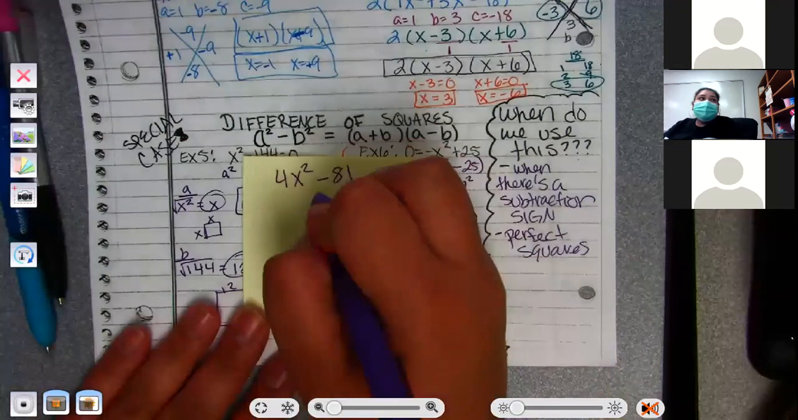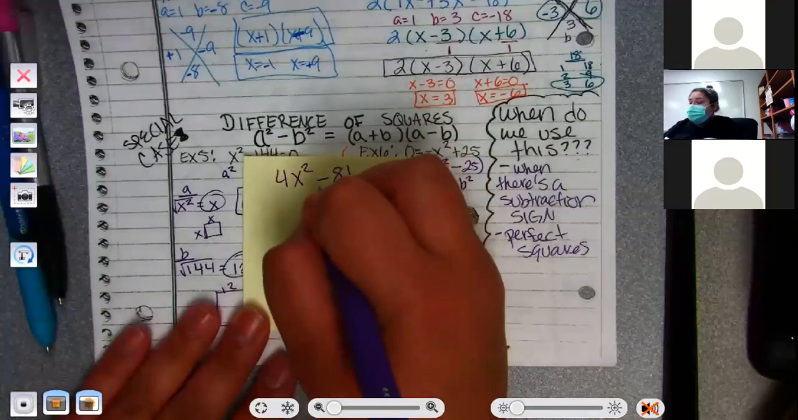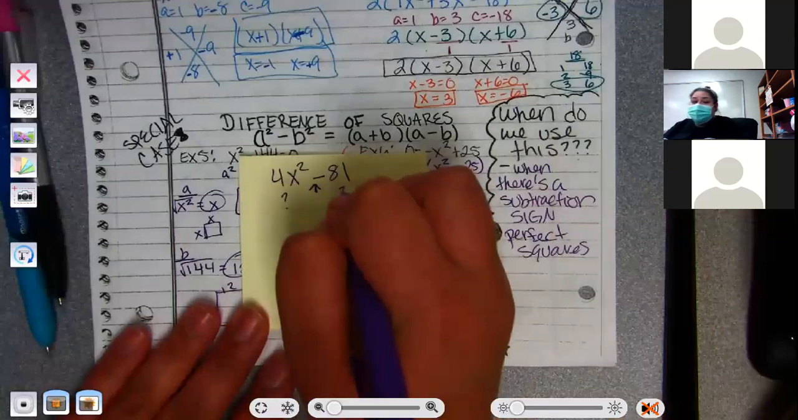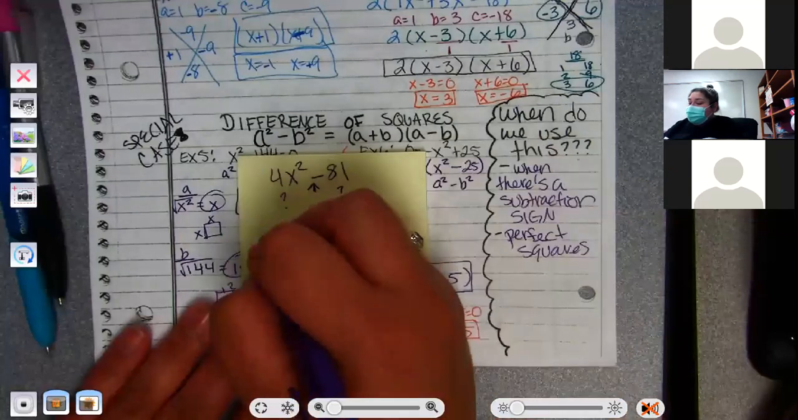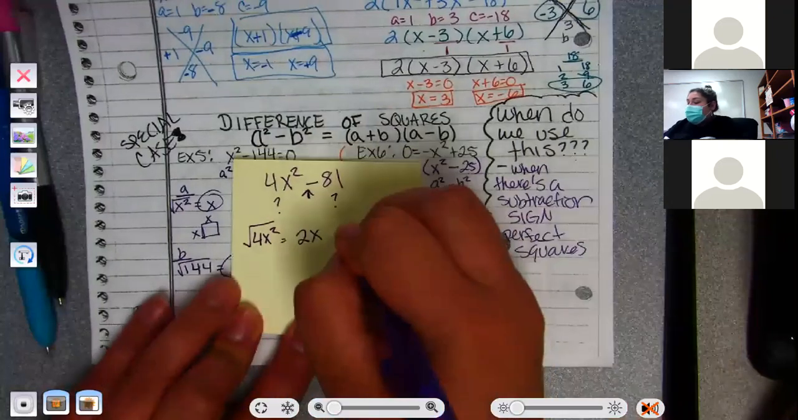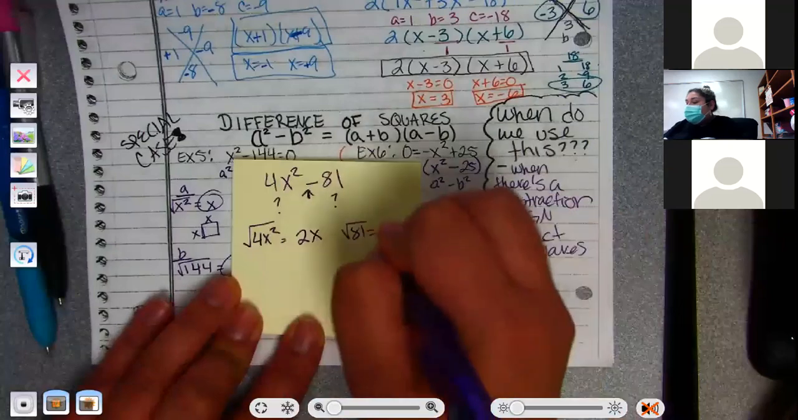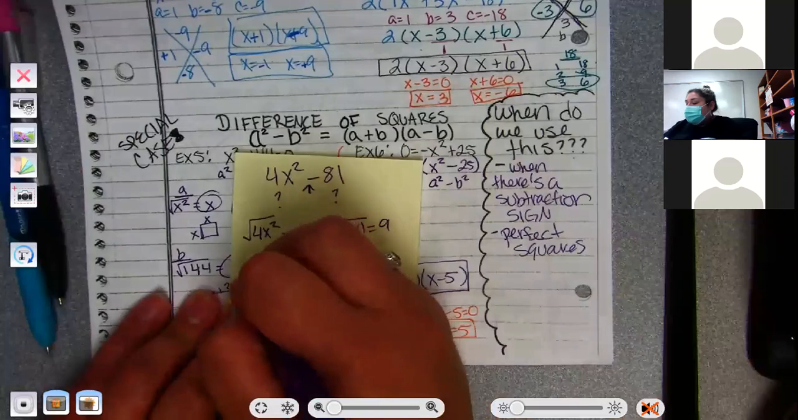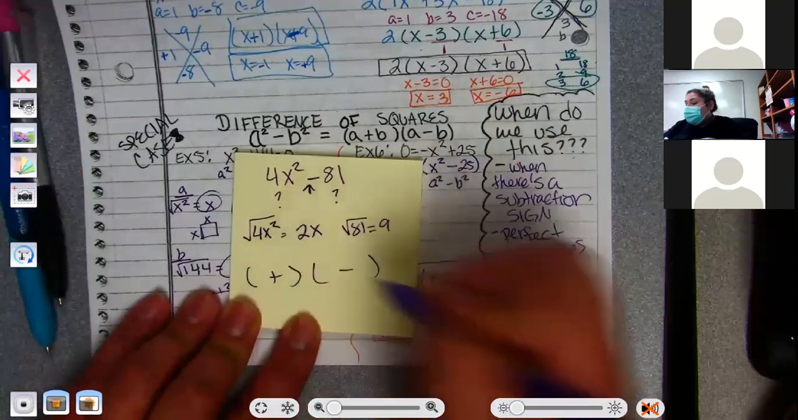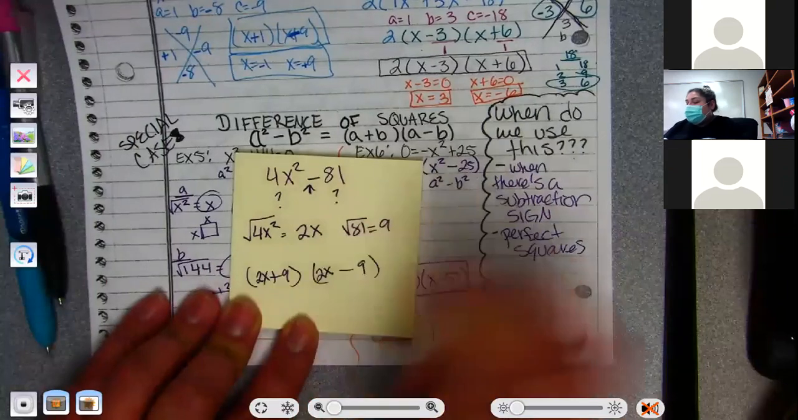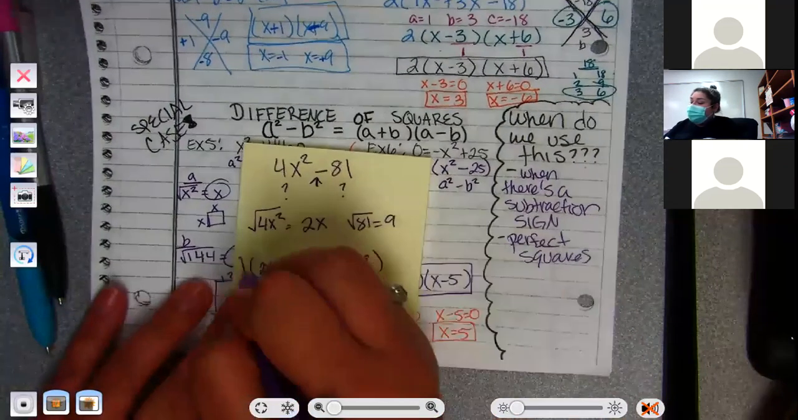So the first thing you're looking for, those of you that haven't answered, this is a subtraction, so that's good. Is this a perfect square and is that a perfect square? So this 4x squared. So the square root of 4 is 2, and the square root of x squared is x. 81, square root of 81 is 9. So is this a difference of squares? Yes. Your answer would be plus, minus 2x, 2x, 9, 9. 2x plus 9, 2x minus 9.